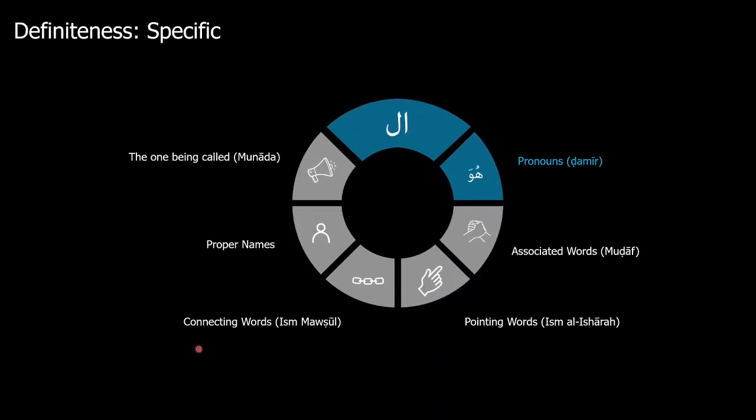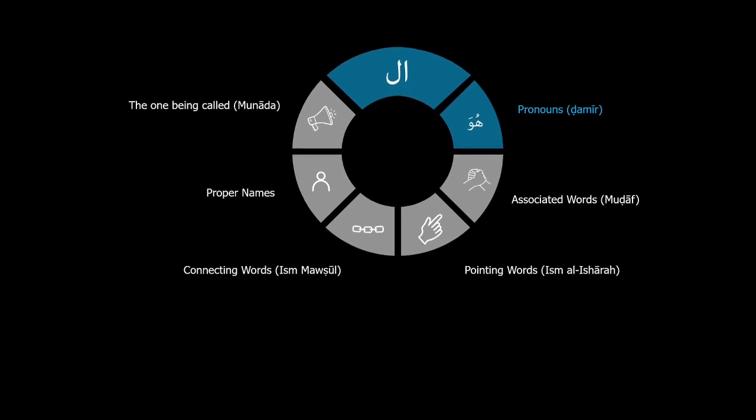Now we'll look into the definiteness of pronouns. So pronouns are specific. If you remember, this is our list of words that make something specific. So we have pronouns here, we have associated words, mudaf, we have pointing words, ism al-ishara, we have connecting words, ism mawsul, we have proper names, and then we have the one being called, munada. We'll go over these at a later time, but if you remember, we originally learned that a word is made specific by attaching an al to the front of it and making the ending light, like al-kitabu, the al right here, and the ending is light. Therefore, this is a specific word, and this means the book.